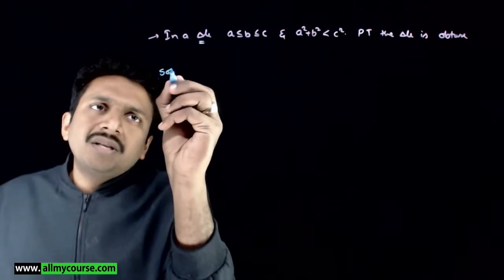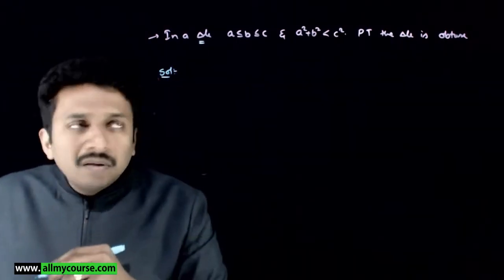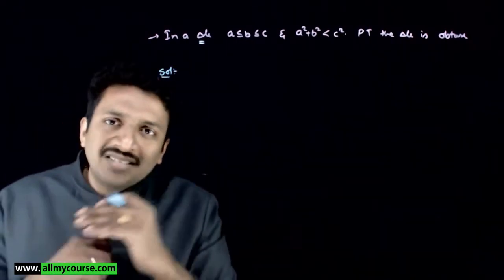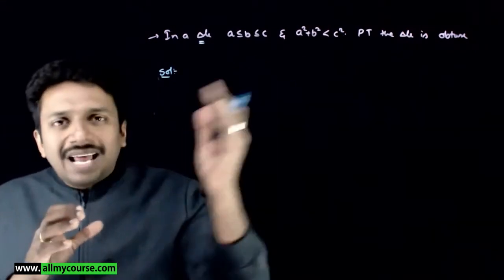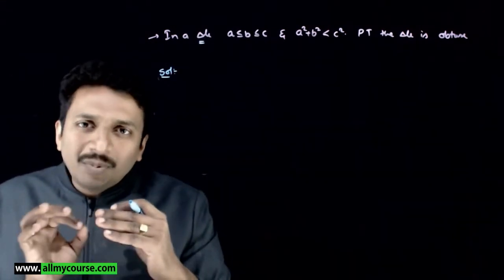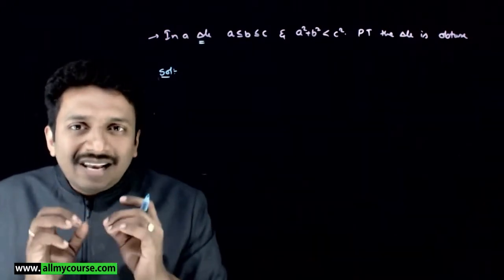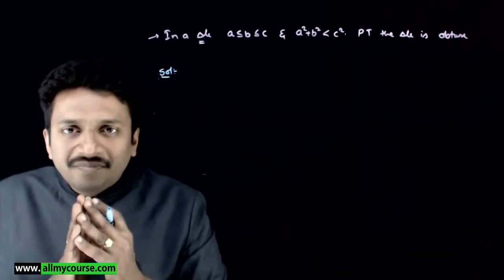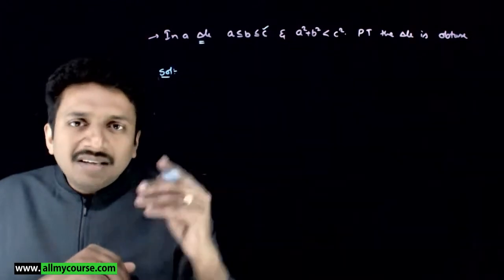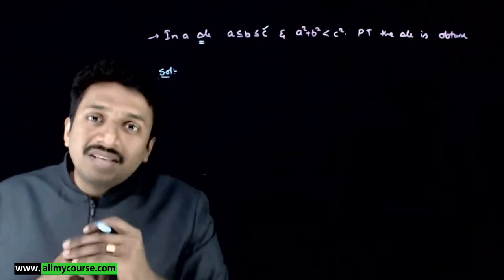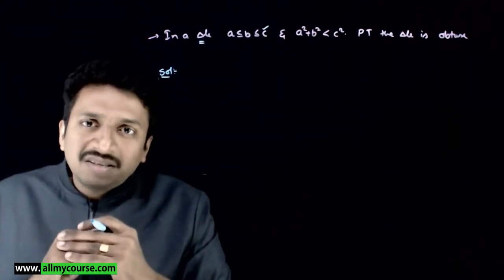So let us use the cosine formula. Obviously, C is the largest side. So if at all this triangle is obtuse angled, the obtuse angle will be angle C, because the angle opposite to the largest side is the largest. So C is the largest side. So the angle opposite to C, which is angle C, will be the largest angle.